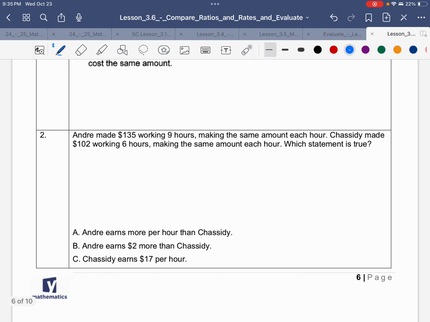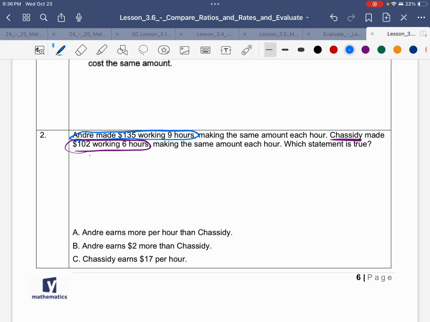Andre made $135 working 9 hours, making the same amount each hour. Chastity made $102 working 6 hours, making the same amount each hour. Which statement is true? So again, you got to find your unit rate so you know who's making more money here. Andre, 135 for 9, and Chastity, 102 for 6.